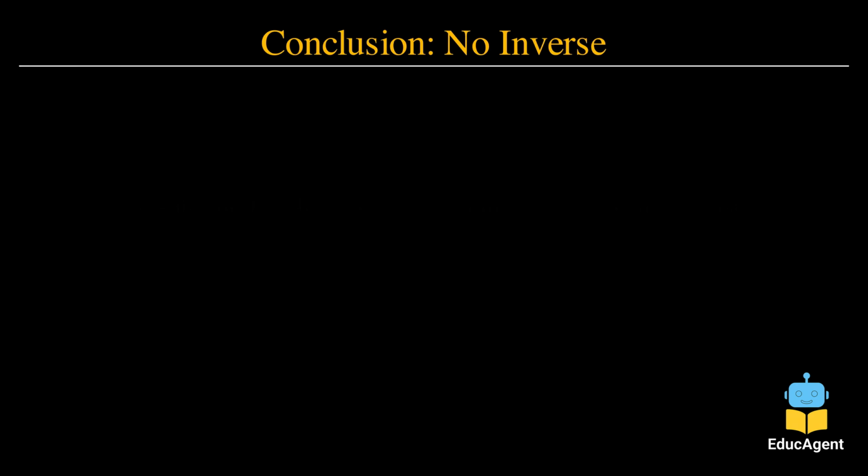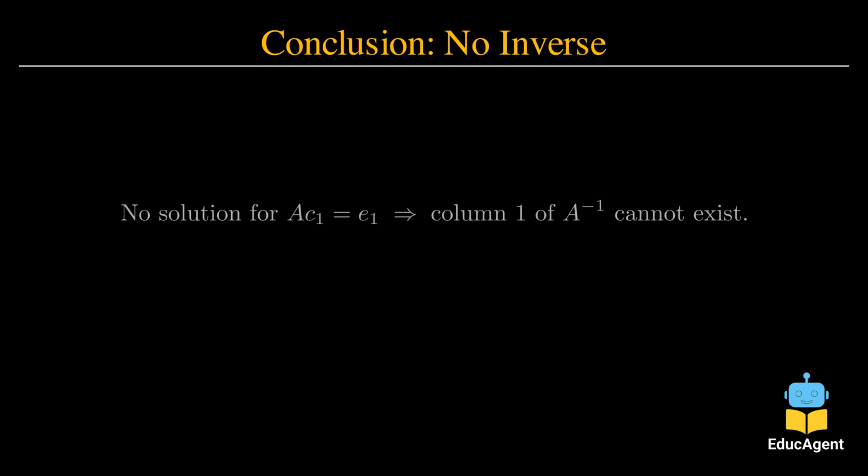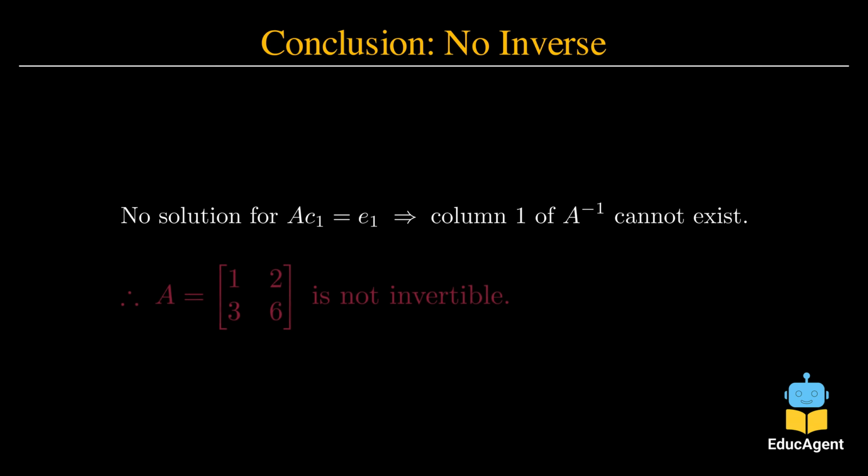If A inverse existed, column 1 would be a definite vector solving A c1 equals e1, but we just proved there's no such vector, so A inverse does not exist. This matrix is not invertible.